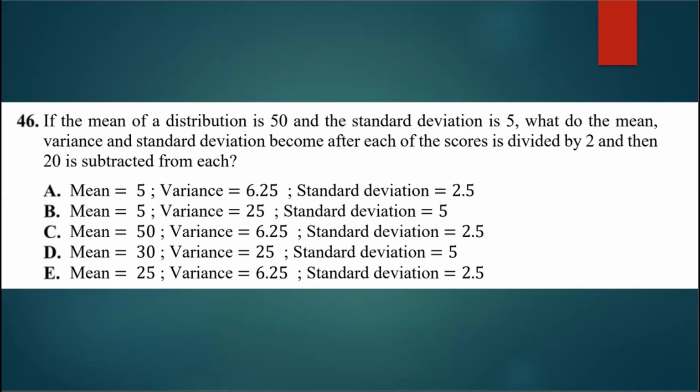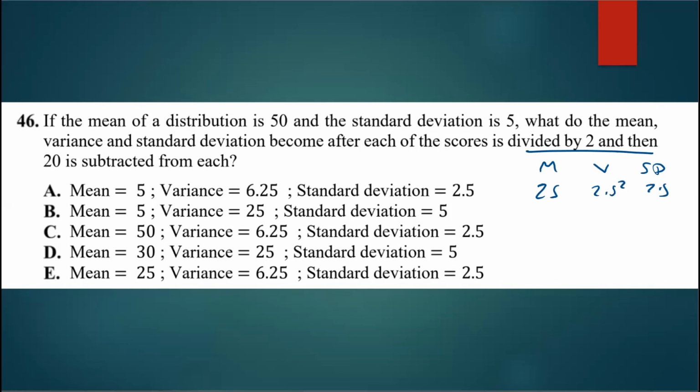Okay, the variance is the square of the standard deviation, so it will be 2.5 squared. So the mean, variance, and standard deviation become divided by 2. Okay, so that will be 25. This will be 2.5, and this will be the square of that, 2.5 squared, which is 6.25.